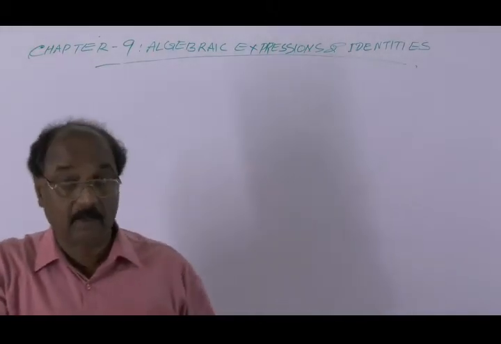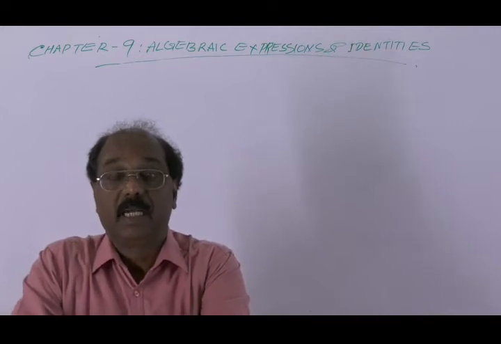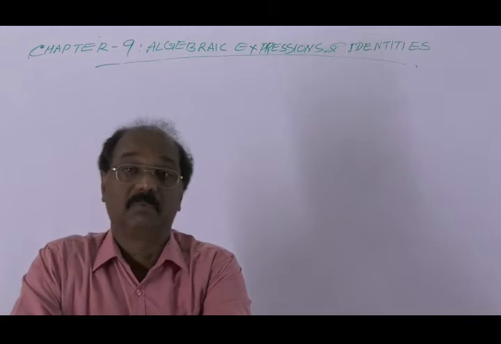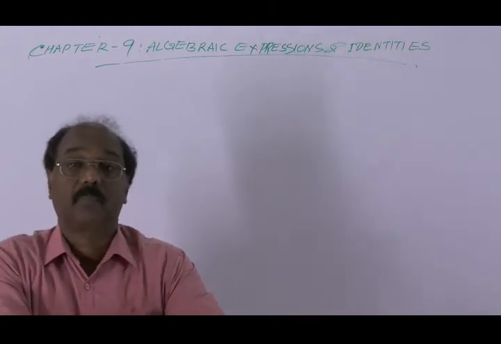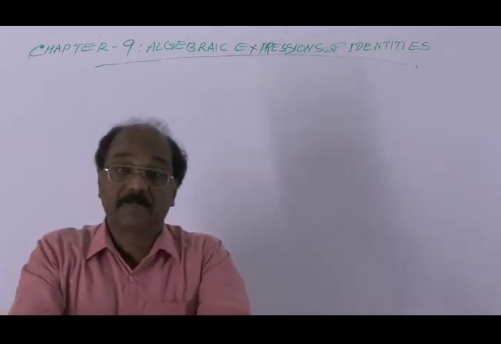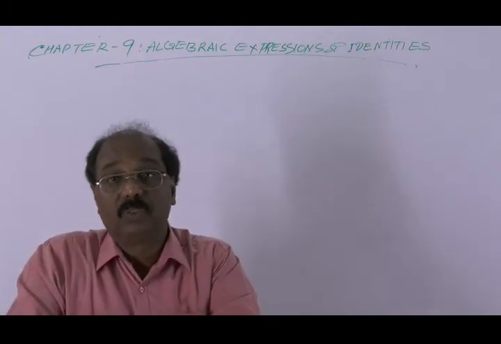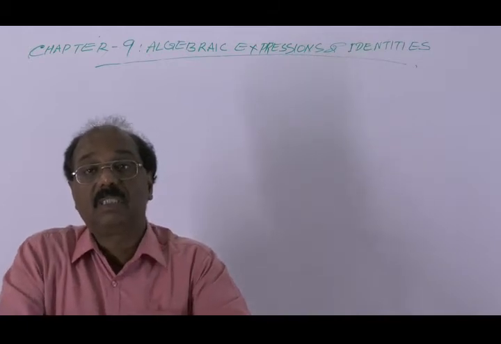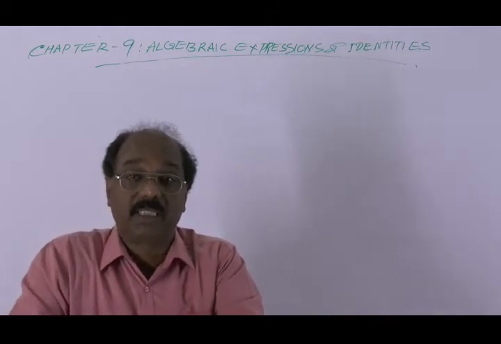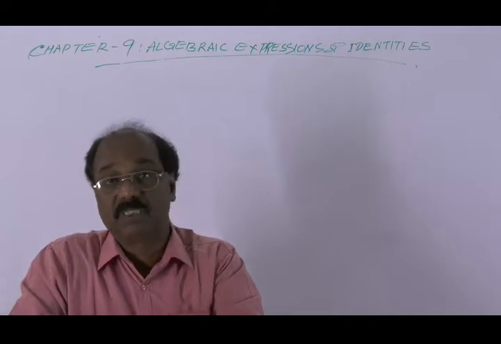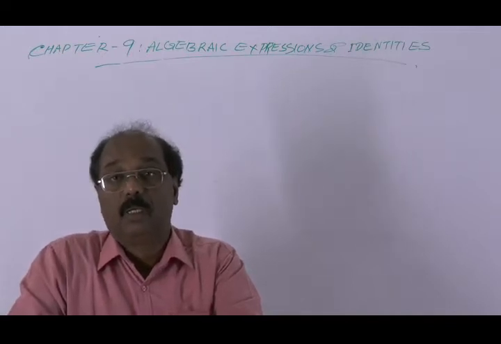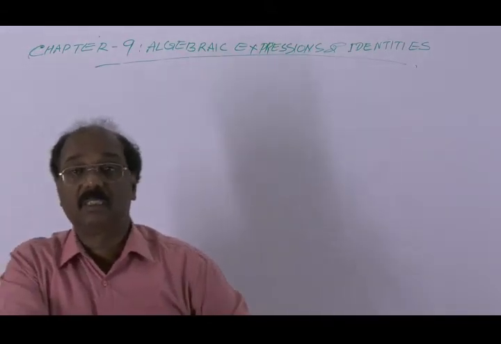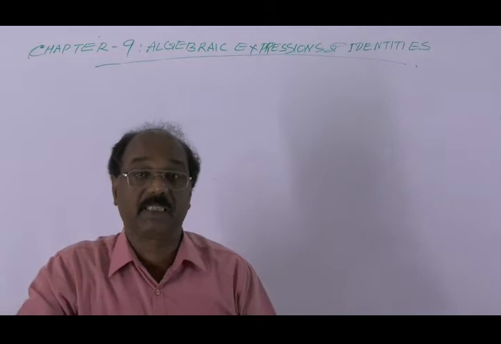Now, chapter 9, algebraic expressions and identities. Do you know what an algebraic expression is? You have seen this last year. An algebraic expression is a combination of variables and constants connected with the basic mathematical operators: addition, subtraction, multiplication, division. A combination of variables and constants with the mathematical operators.